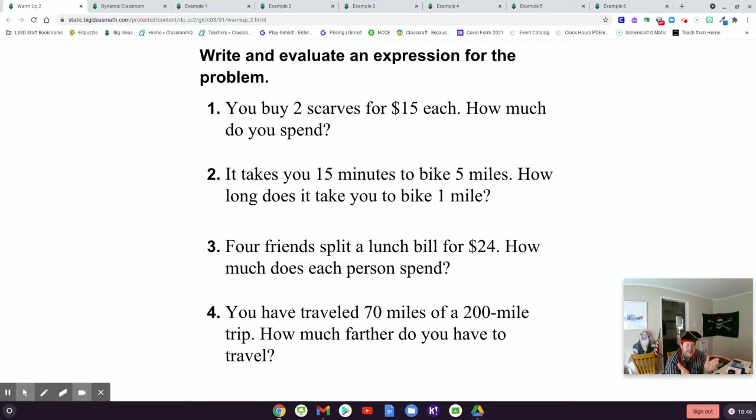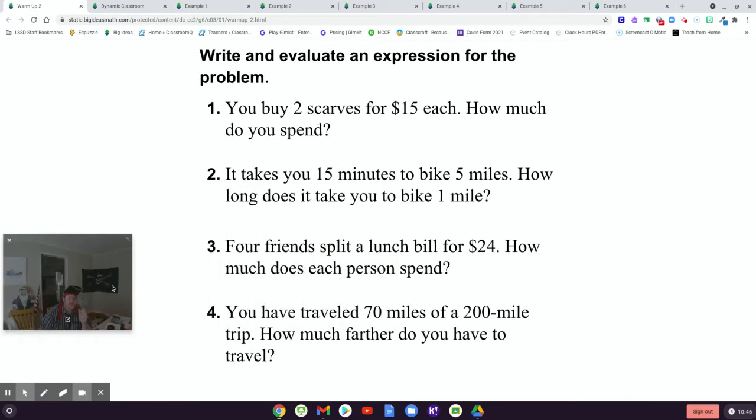Welcome. So first, we're going to try and figure out what operations these problems are solving right here. So a little refresher on the operations. If you buy 2 scarves for $15 each, how much do you spend? What operation would you be doing to solve this? You would be multiplying. So for that one, it is 2 times 15, which is $30.